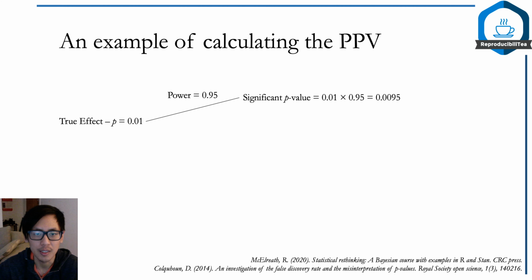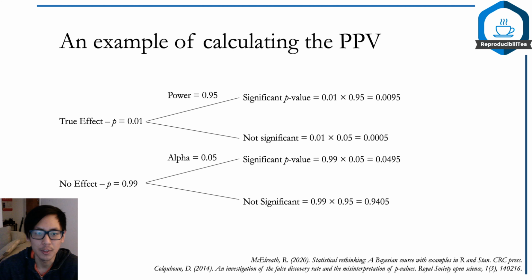Take, for example, the scenario where we do have a true effect, so that's 0.01 of the time. Our ability to detect that true effect is our power, which is 0.95. So the significant p-value that we observe will happen 0.01 times 0.95 of the time. So that will give us 0.0095. Sometimes we have a true effect and we don't observe the significant p-value. So that happens some of the time, so 0.01 times 0.05.